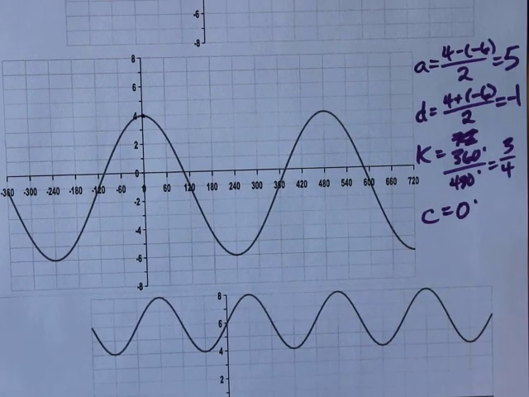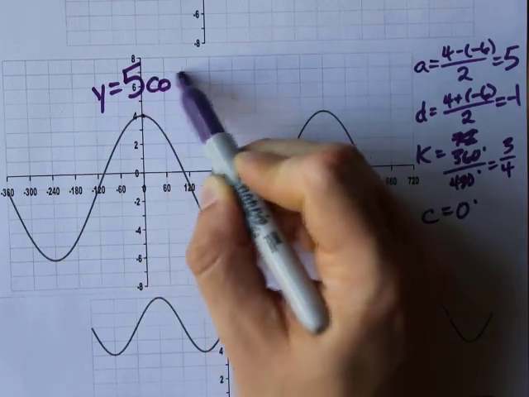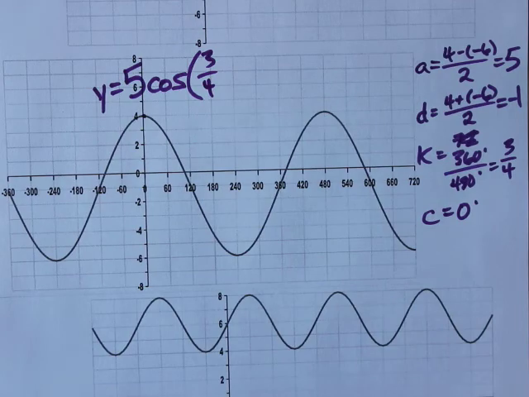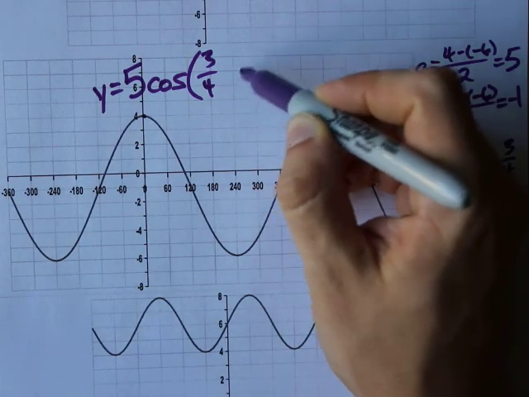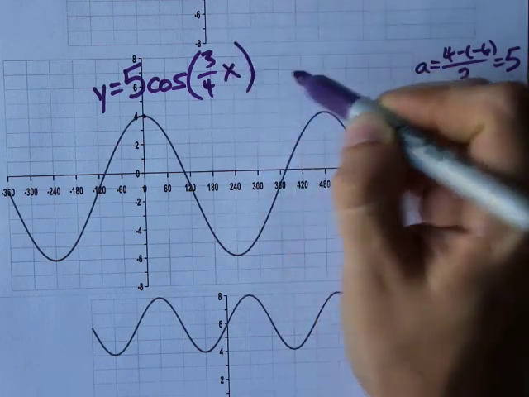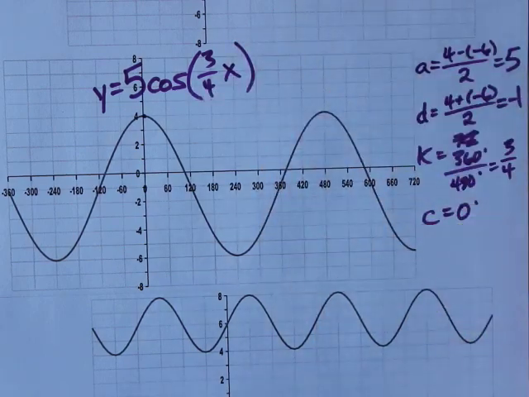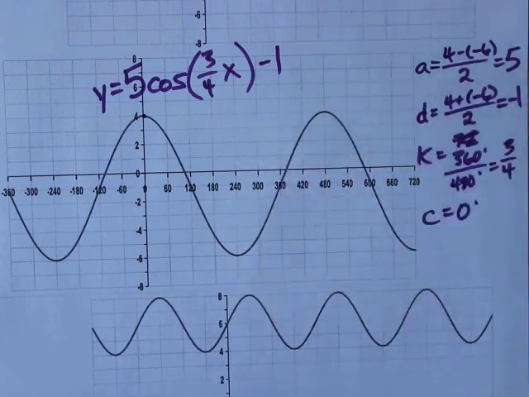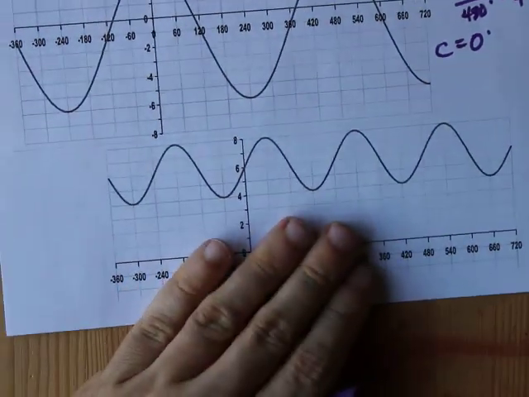We're going to plug these into the formula. Y equals amplitude times the cos of k. That's 3/4. Now I don't have a phase shift, so I don't even need to do bracket x minus 0. That's just x. I'm leaving off the minus 0 because there's no phase shift here. And then I have my vertical shift of -1, and I'm done. It was easy. Join me on a journey to do one more, will ya?